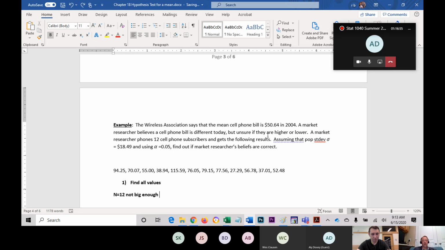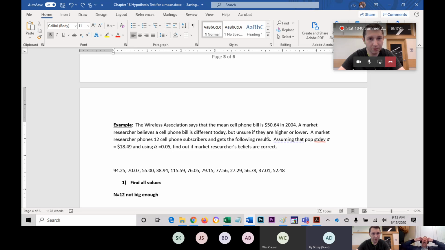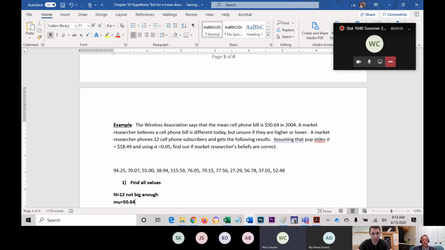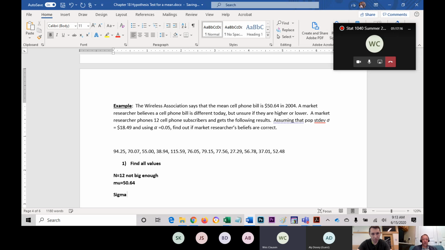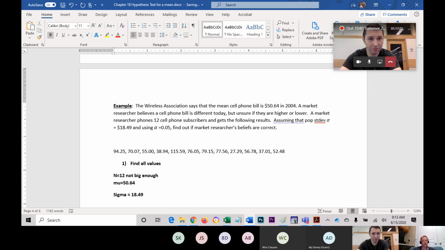All right. What other numbers do we need? So mu would be 50.64. Mu equals $50.64. Sigma is $18.49. Alpha is 0.05. Alpha equals 0.05.